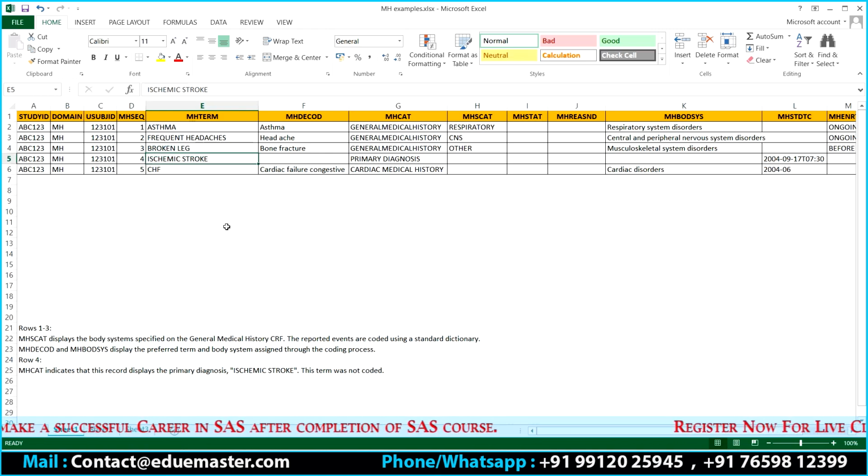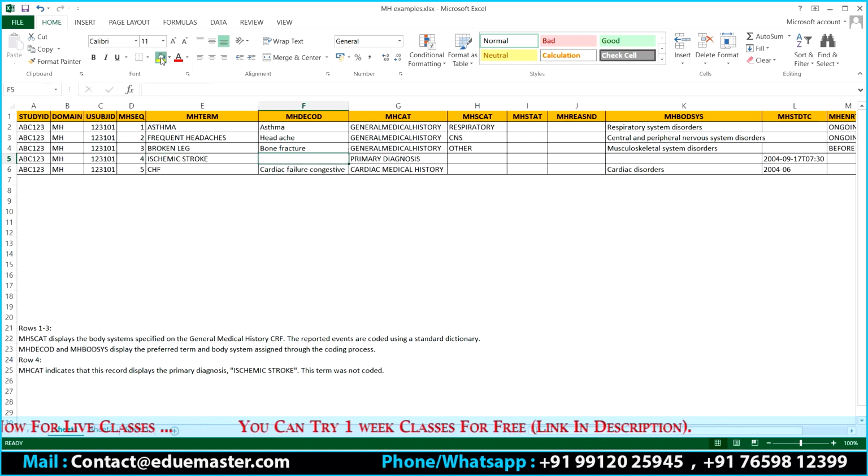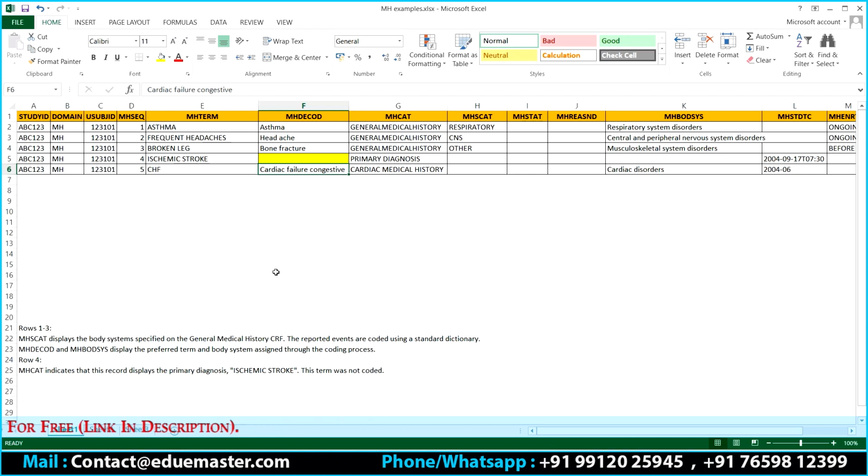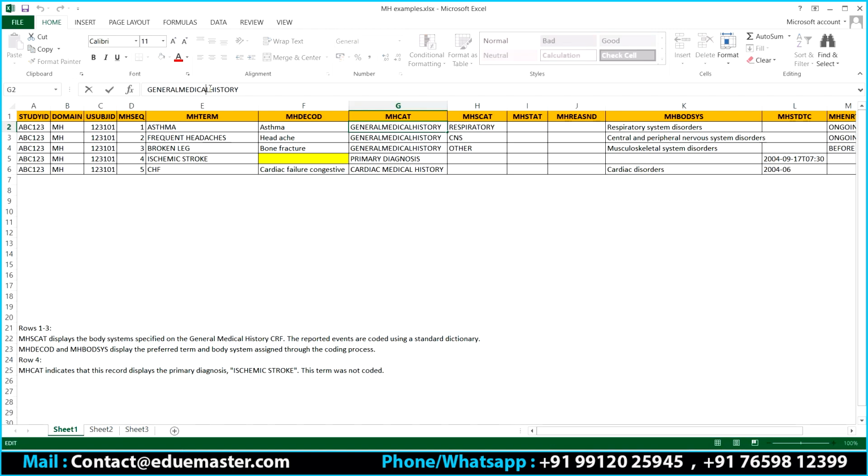And here you can see that I have ischemic stroke, but this particular one is not part of your dictionary yet. You don't have the relative term there. Since you don't have the relative term, you can see here it is blank. We don't have the term for it. Okay, CHF, cardiac failure congestive. So we have the equivalent thing. And category, I told you category is all about under which category it falls. And you can see here most of them are general medical history. You can see asthma, headache, broken leg. These are general medical history.